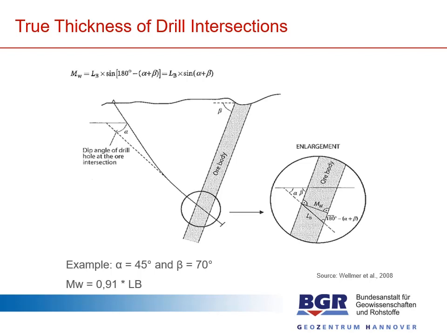So you have to do a correction, and this correction is done by using the formula above, and in this particular case the correction factor would be 0.9. So if you have an intersect of 1 meter, you would have to correct this intersect to only 91 centimeters.